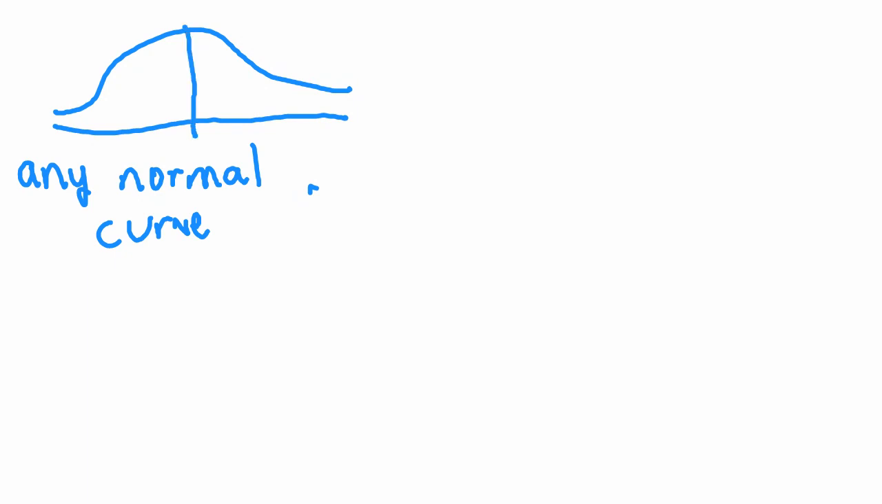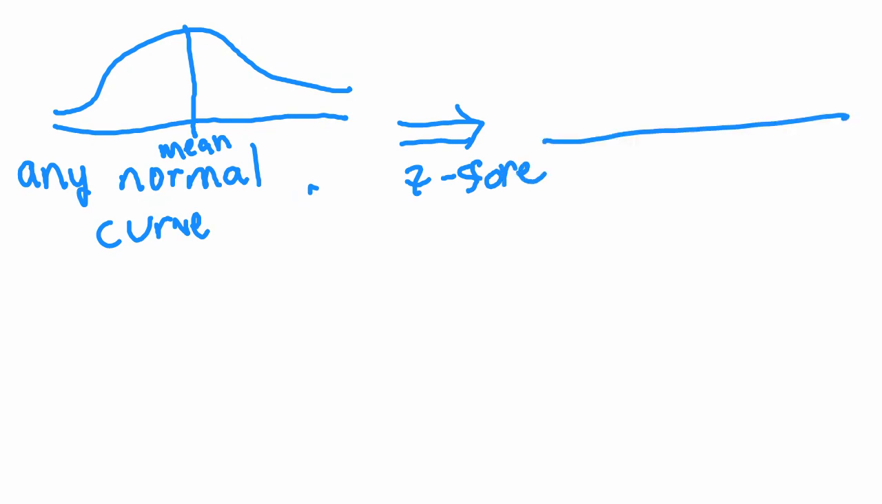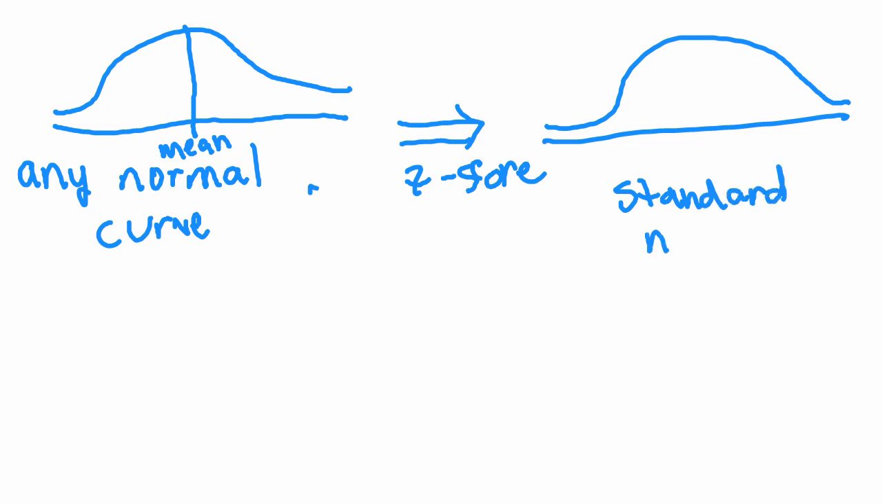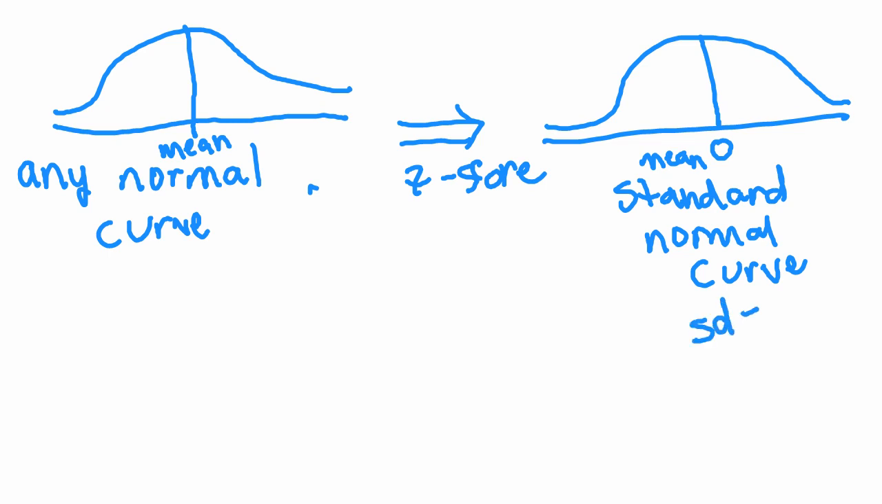Again, we can take any normal curve. The reason we're doing this, we know the mean and standard deviation. The mean is always in the middle. And then we use the z-score to translate it to the standard normal curve. The standard normal curve has a mean of 0 and a standard deviation equal to 1.